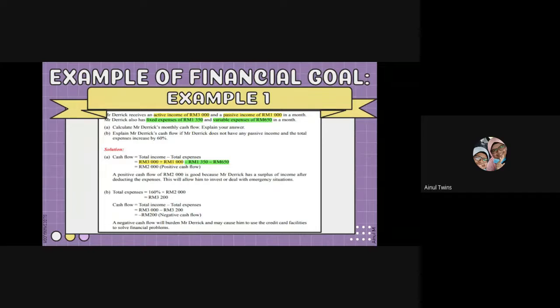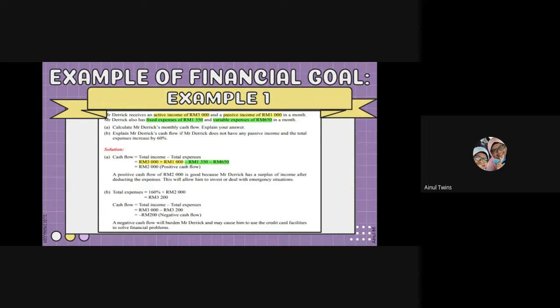Okay, next, B is to explain Mr. Derek's cash flow. Mr. Derek does not have any passive income and the total expenses increased by 60%. So the 100% we must plus 60%. So it becomes 160%. And the 160% we must times with the expenses 2,000 and it will become 3,200. And we must calculate the cash flow.